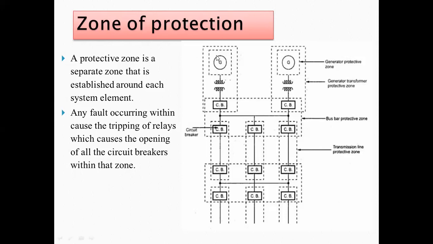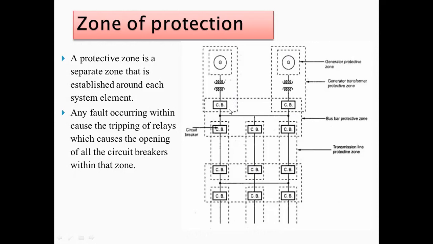Here you can see that for this generator there is a separate protection, for this transformer and generator and circuit breaker one separate protection is there, right? So this one is the generator zone, this is the generator transformer protective zone, right? Then again the circuit breaker zone is different. Now this is for the transmission line only, so this transmission line zone is different. Again for the distributor it will be different. So there are different zones of protection and all these zones are overlapped.